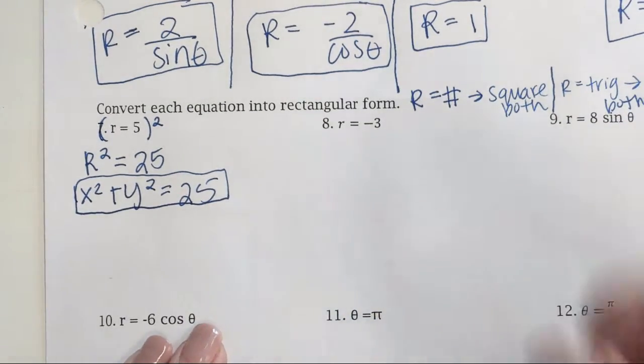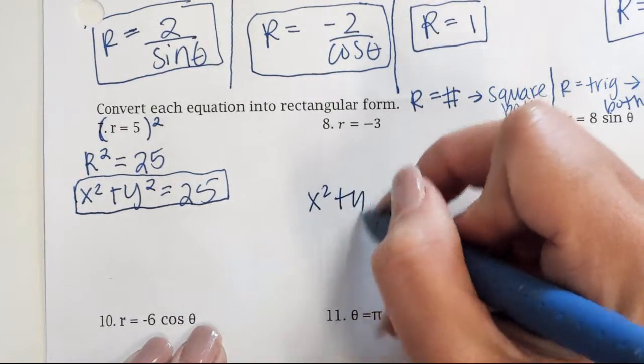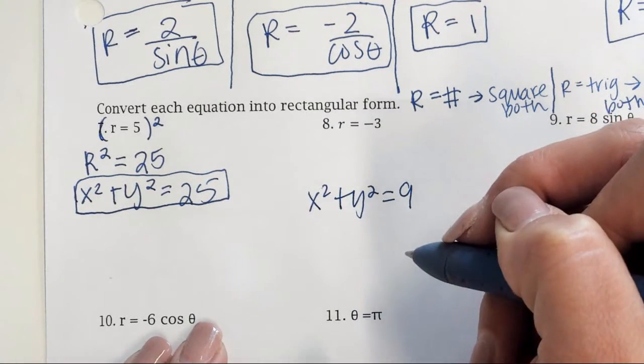Alright, Brendan, what did you get for your final answer? X squared plus y squared equals 9. Very good. Y'all have any questions so far?